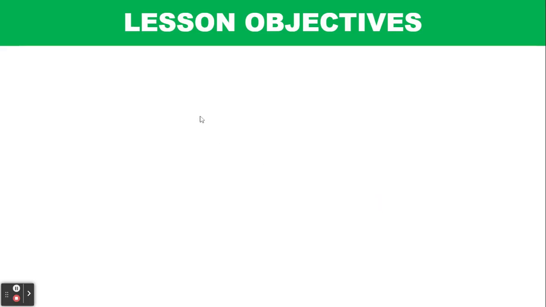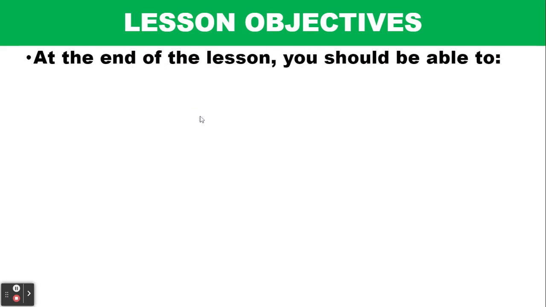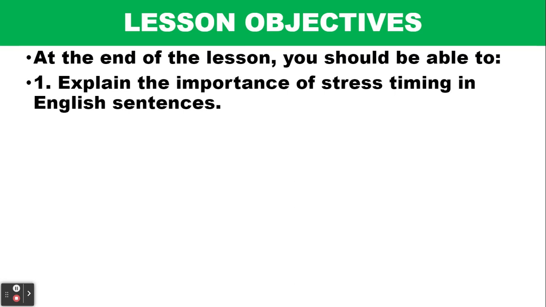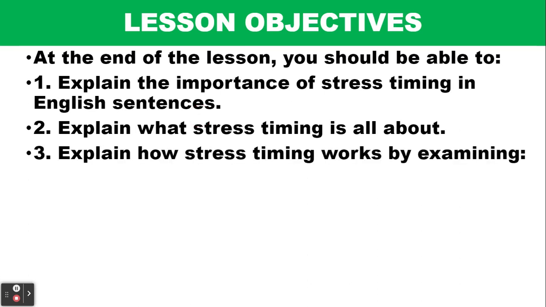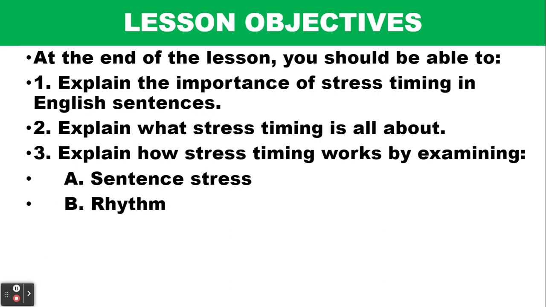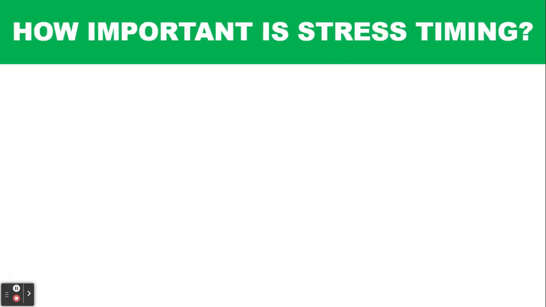First of all, a quick look at the lesson objectives. At the end of the lesson, you should be able to: 1. Explain the importance of stress timing in English sentences. 2. Explain what stress timing is all about. 3. Explain how stress timing works by examining the following: A. Sentence stress, B. Rhythm, and C. Stress timing. Let's begin with the first item on our agenda. How important is stress timing?